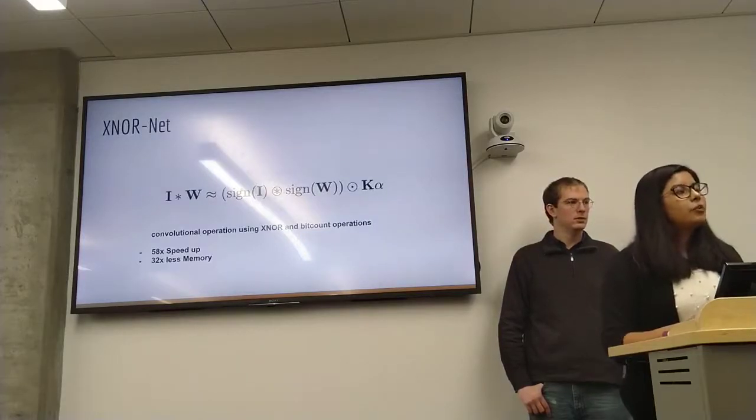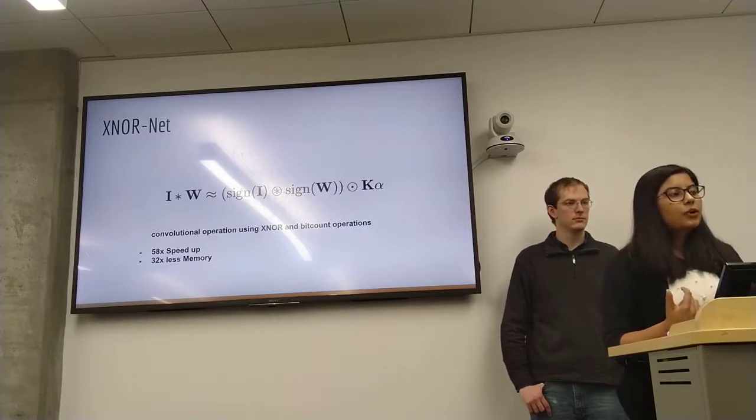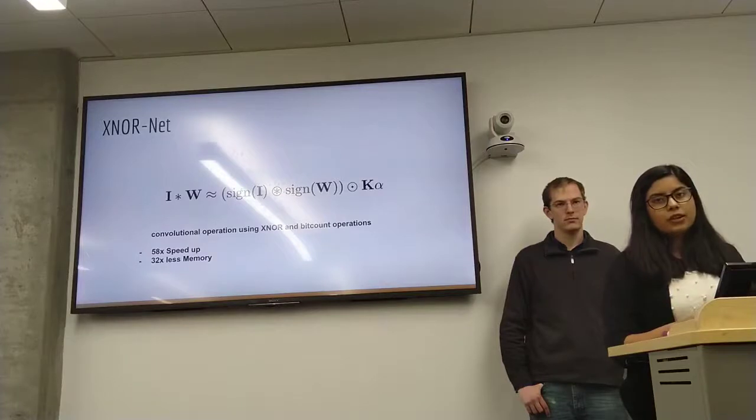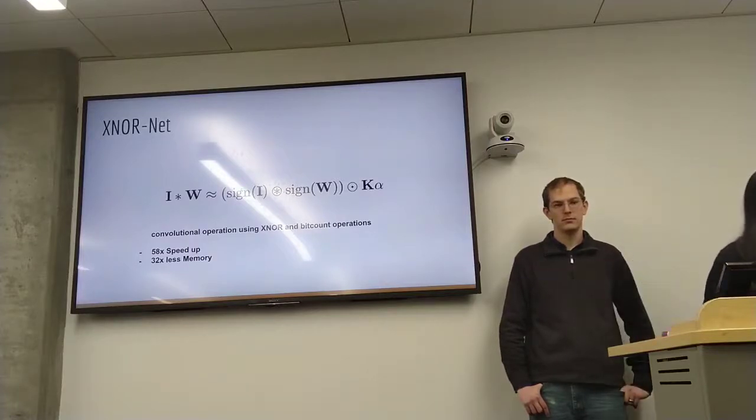And in the XNOR-Net, we take the sign of the input as well as the weight. So now we can approximate the convolution using XNOR and bit count, which speeds it up by a factor of 58, and uses less memory.